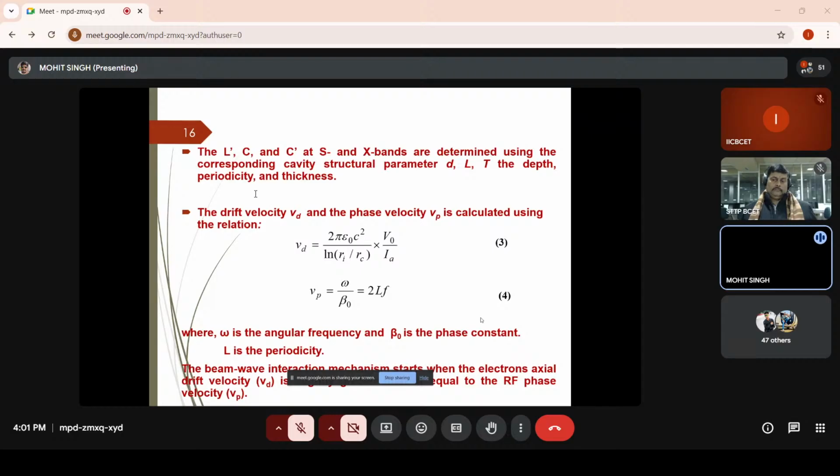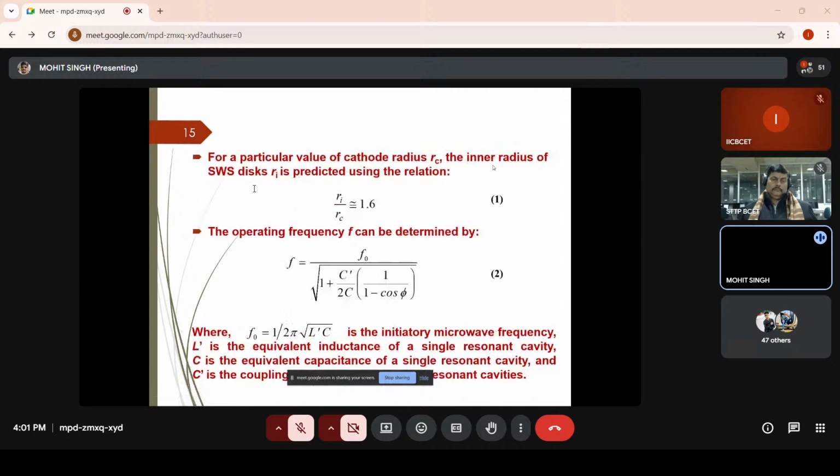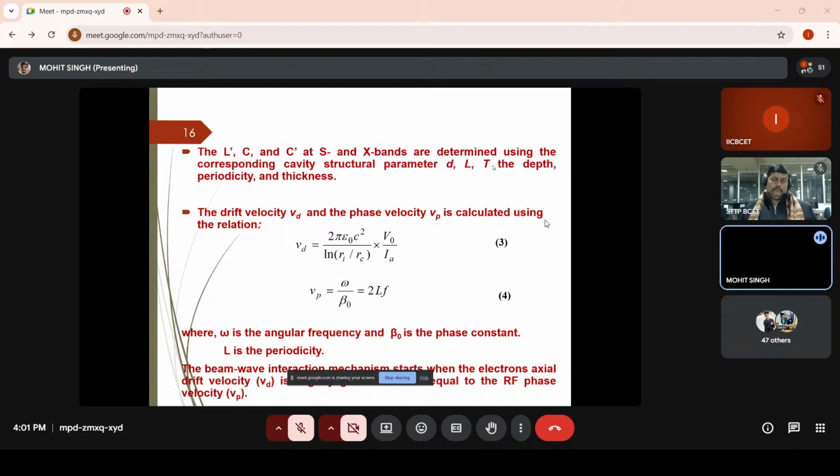With that equation number 2, we will calculate all these parameters D, L, and T. Here you can see that these D, L, T are not mentioned. If I mention that one, it is a very large formula. It will be very confusing for you people. But all these parameters C dash, C, L dash, are dependent on D, L, and T. That formula is not kept here.